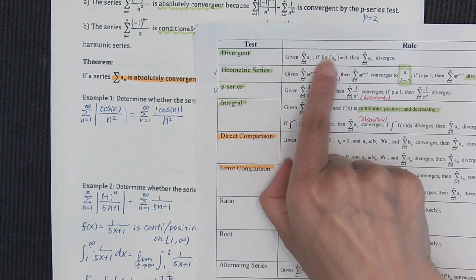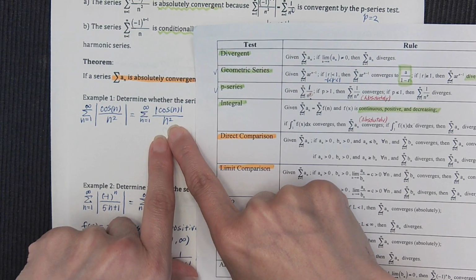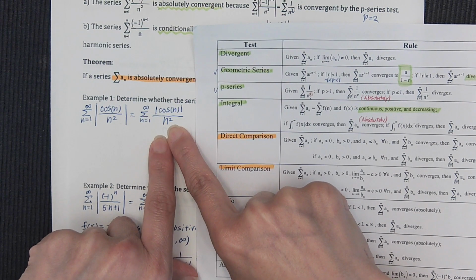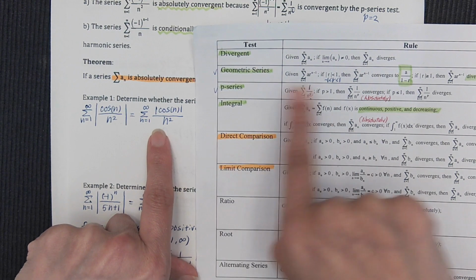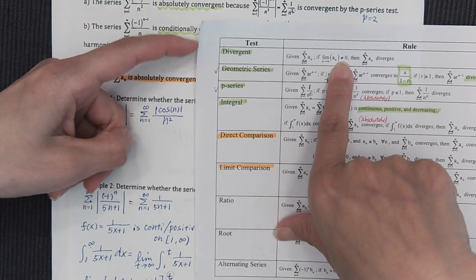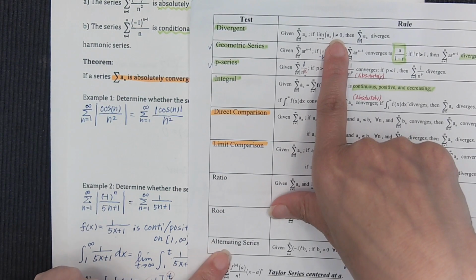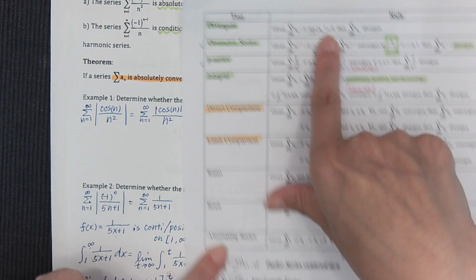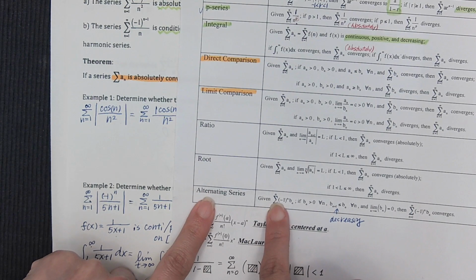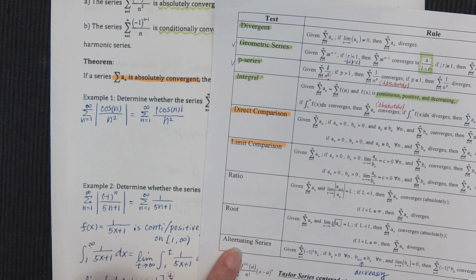Again, the divergence test doesn't work, because as n gets bigger and bigger, it becomes zero, and I'm looking for not equal to 0. So that's not going to happen. I'm failing a bunch of tests here. That's definitely not the alternating series test because I don't see negative 1 to the n here. We have an exponent in the denominator.